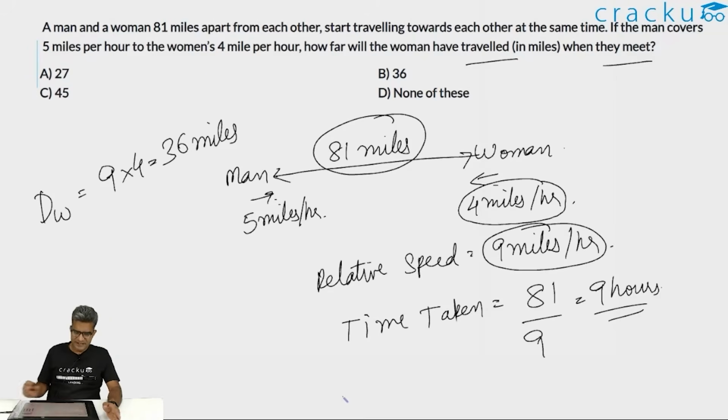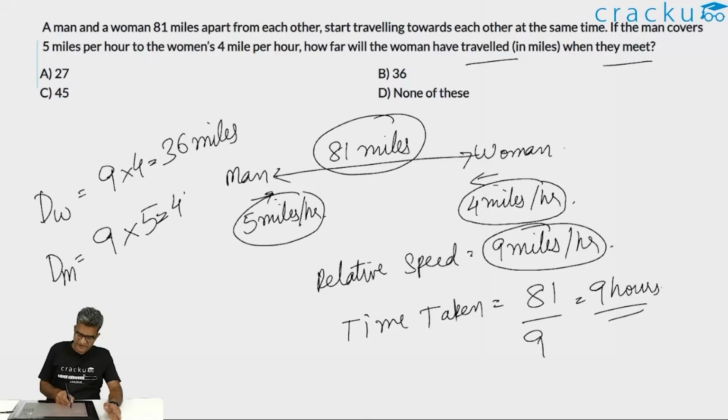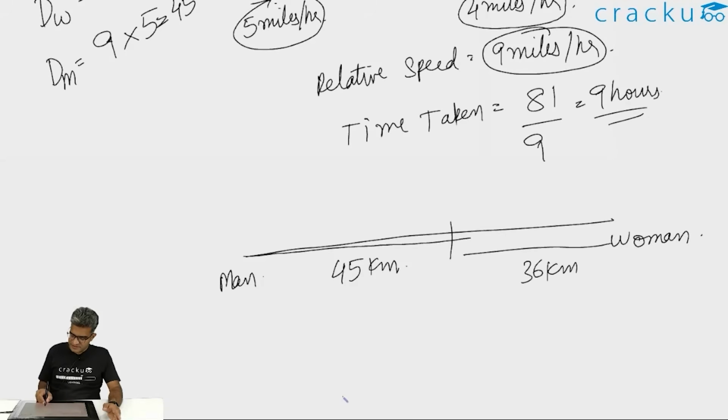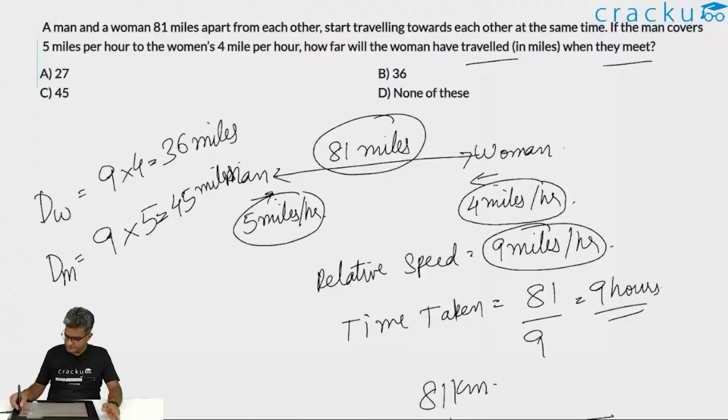Just for you to understand, the distance traveled by the man is, again, he will also travel for 9 hours, but his speed is 5 miles per hour. So this is 45 miles. So if you are thinking about it, this is the man, this is the woman. The man travels for 45 miles. The woman travels for 36 miles. Overall, the total distance is 45 plus 36, which is 81 miles. So the answer for this question is 36 miles.